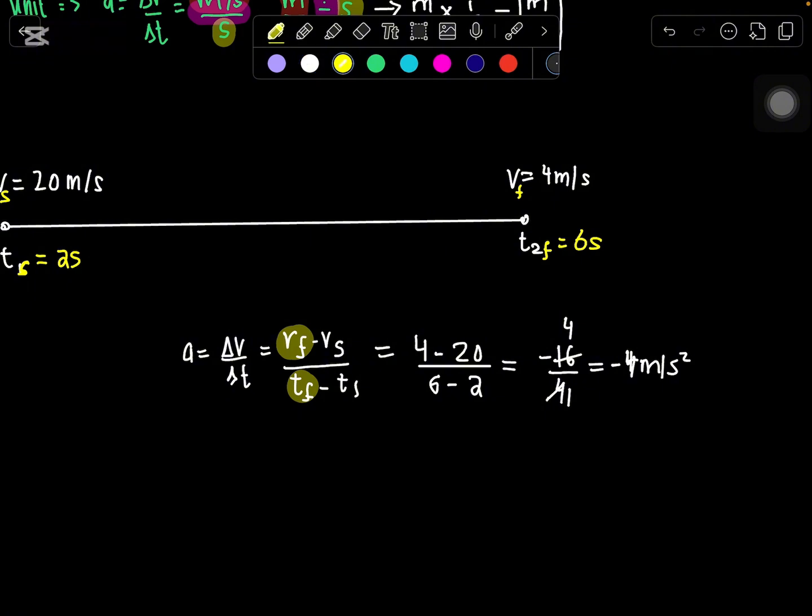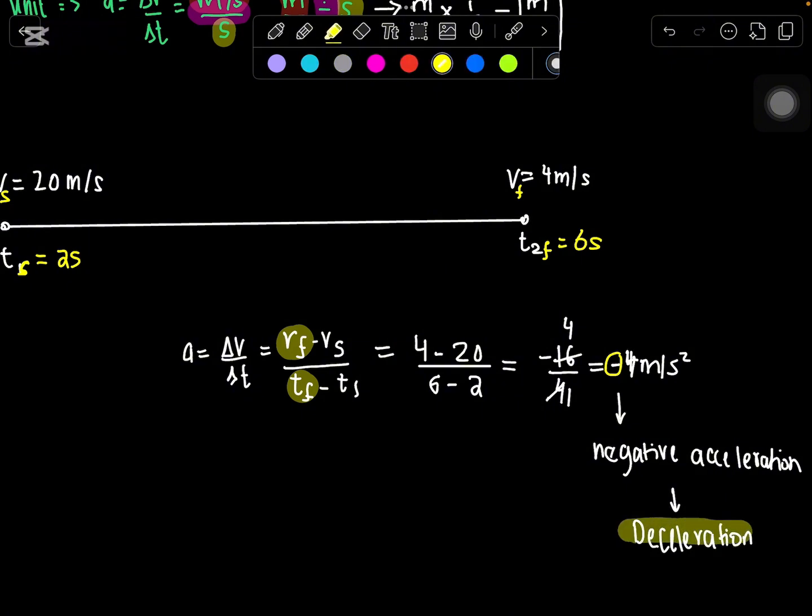Now, this negative sign tells you that the car is decelerating. So the car has its velocity decreasing over that interval. So when the car is slowing down over a time interval, we say that it's decelerating, okay? So another term is deceleration or negative acceleration.